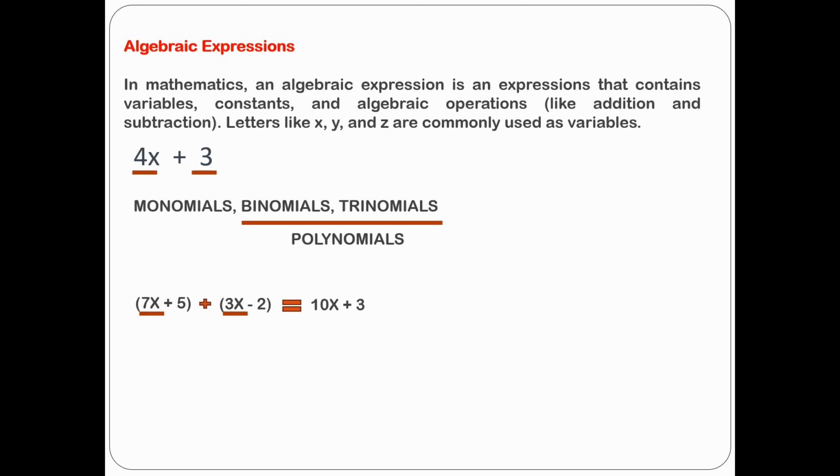Now let's talk about adding two trinomials. Let's say we have 2x squared plus 4x plus 5, and we wish to add 3x squared plus 5x plus 8. So by adding the similar terms, we get 5x squared plus 9x plus 13.